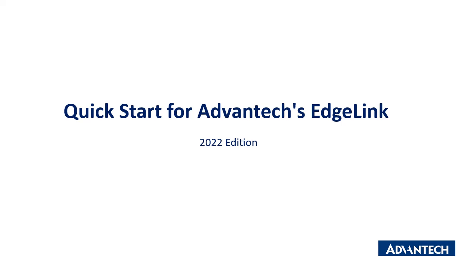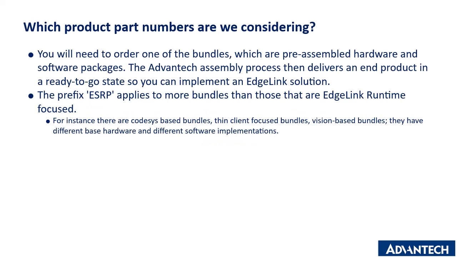Welcome to the quick start for Advantech's EdgeLink products. So which part numbers are we talking about under EdgeLink? These are the hardware bundles that you need to order so that they are prepared with EdgeLink from Advantech. The prefix ESRP is how you delineate between a normal bare product and the bundles.